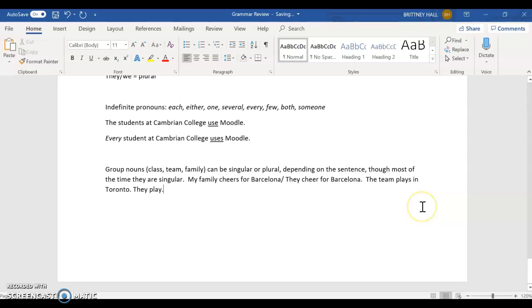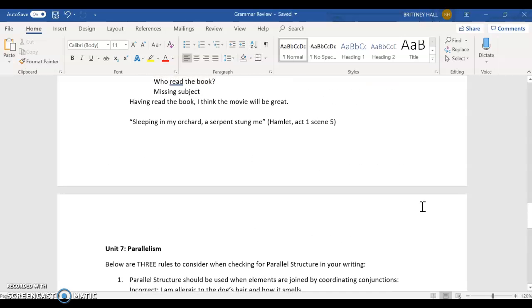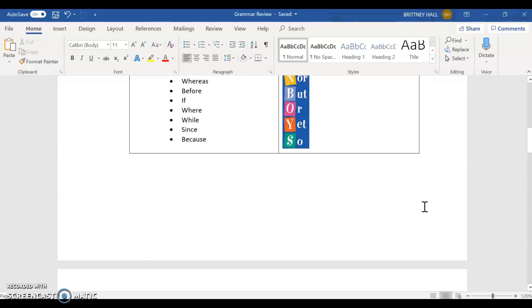This is a 3-page Microsoft Word document, and you can find it on Moodle. And like I said earlier, you can use it as assistance.